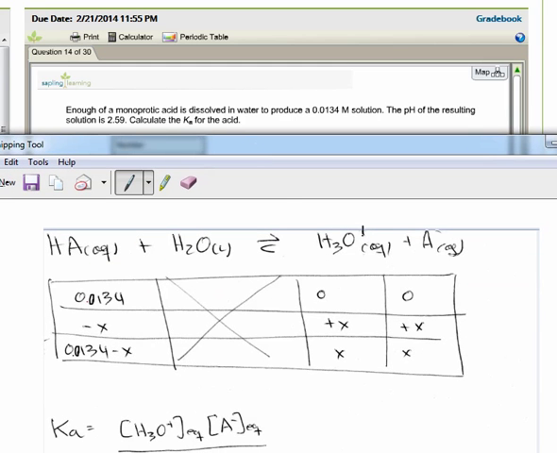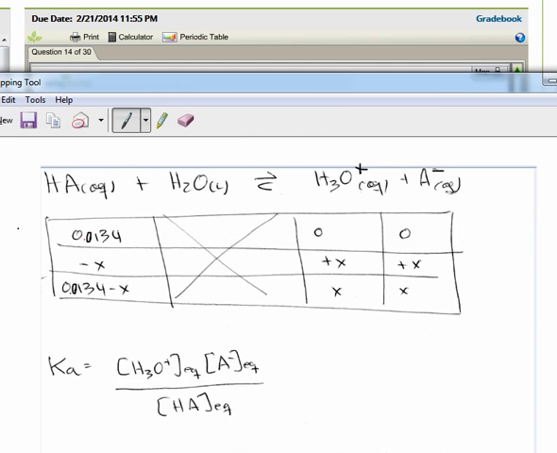So here the charges aren't quite showing up, but here is the generic equation for any weak acid dissolving in water. It's going to form hydronium and the conjugate base. Here's our ICE table with our initial concentration, the change that this acid has to undergo to establish equilibrium. It has to shift to the right, losing concentration here and gaining concentration on my product side. And then my equilibrium row, my last row, is the sum of the first two rows.